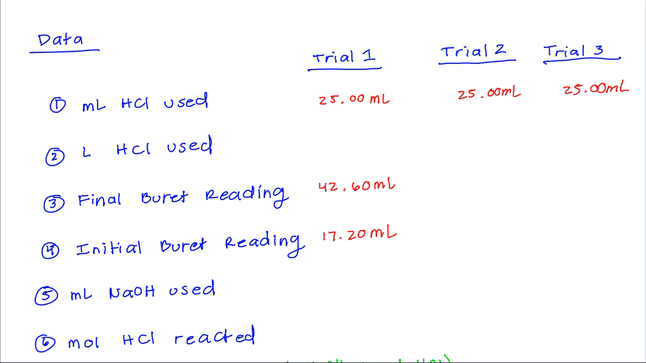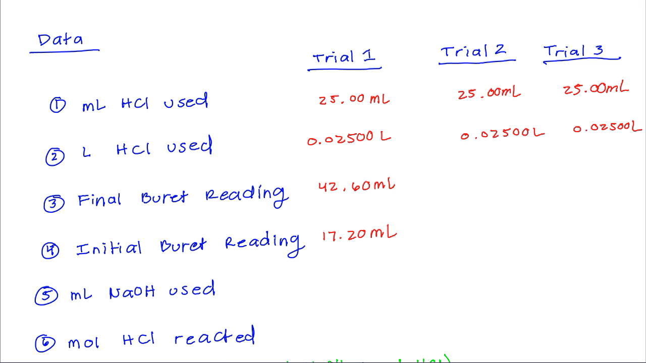We know that there are 1,000 milliliters in every liter. That gives us 0.02500 liters for each one. Remember again that we have to keep the same number of significant figures. So we have 4 to start with, we have to have 4 in the end. So we need the zeros at the end.